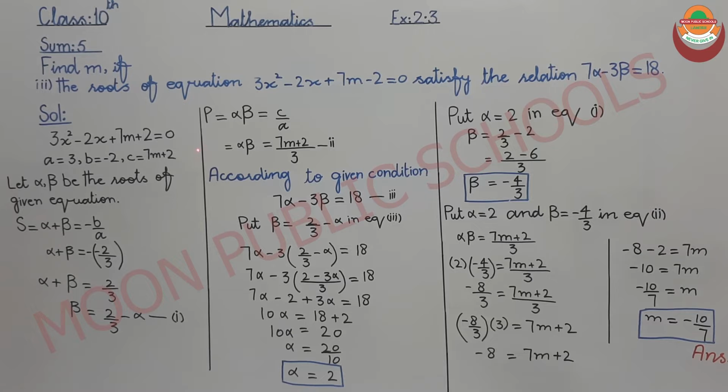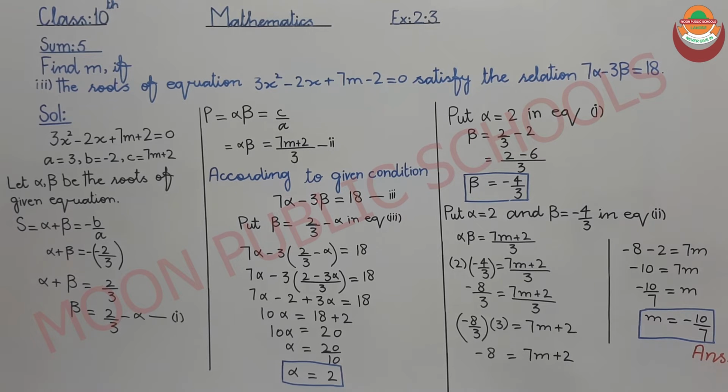Now we find the product of roots. Product of roots equals alpha beta and its formula is c over a. The value of c is 7m plus 2 and the value of a is 3. So this is equation 2. Now according to the given condition, 7 alpha minus 3 beta equals 18. In the question we find m, that's why we first find the value of alpha and the value of beta.